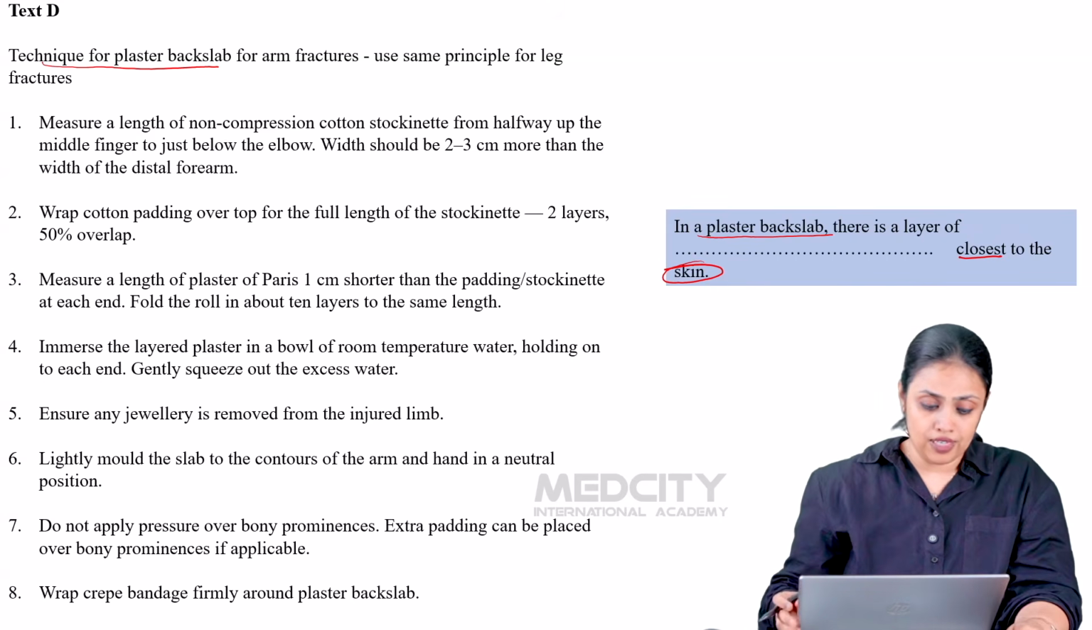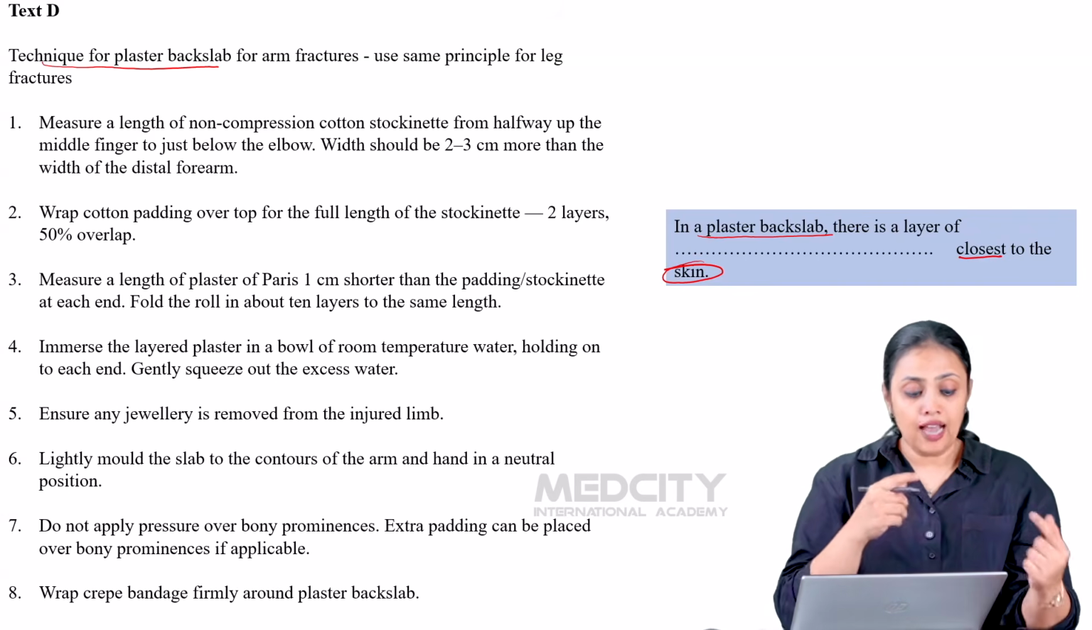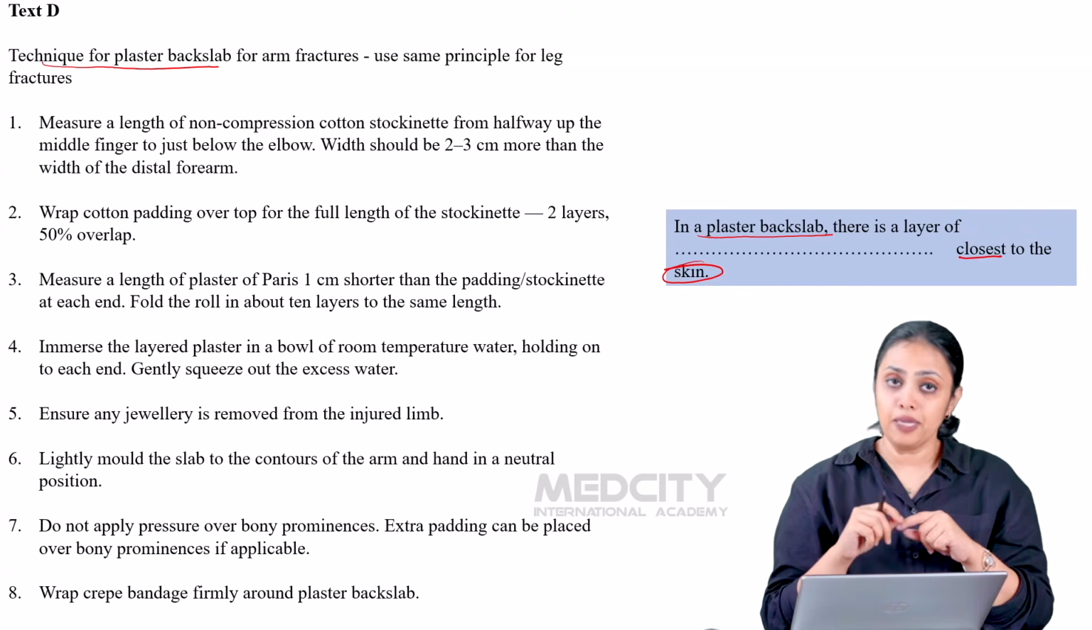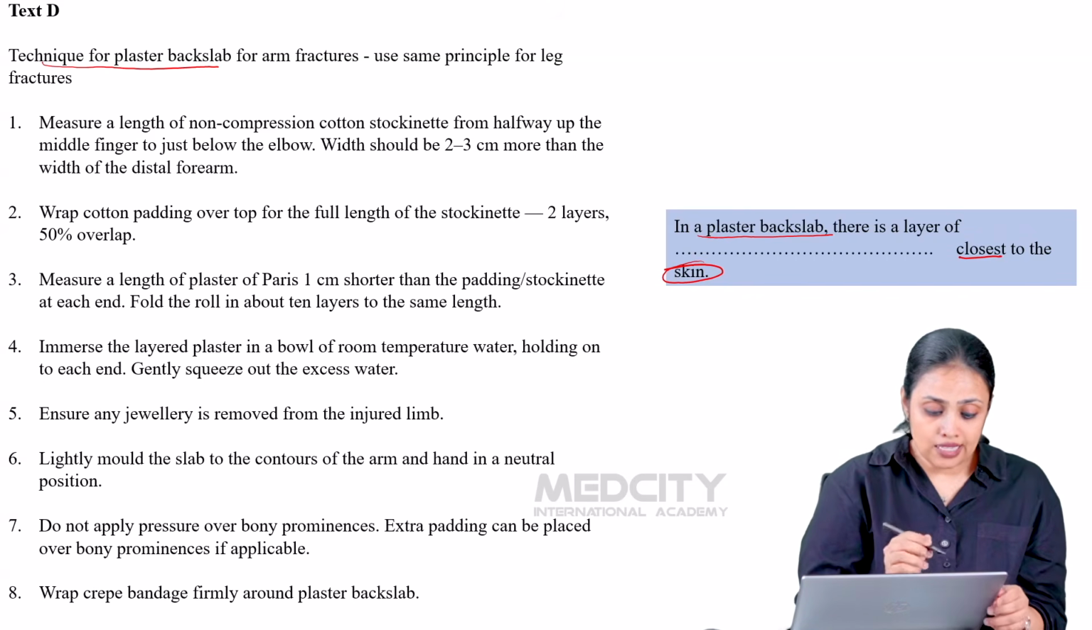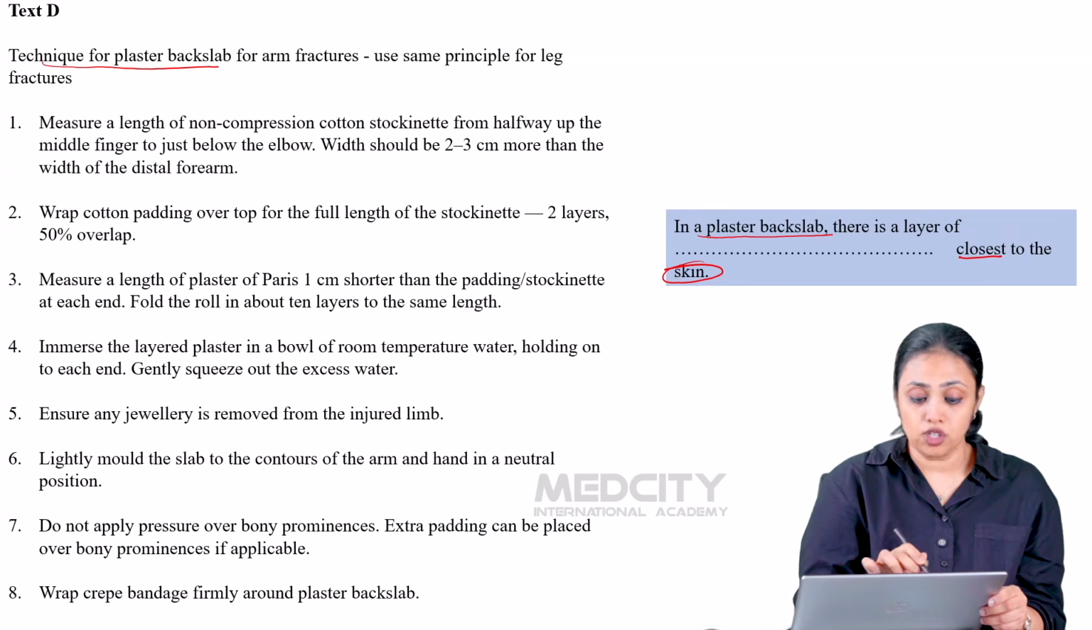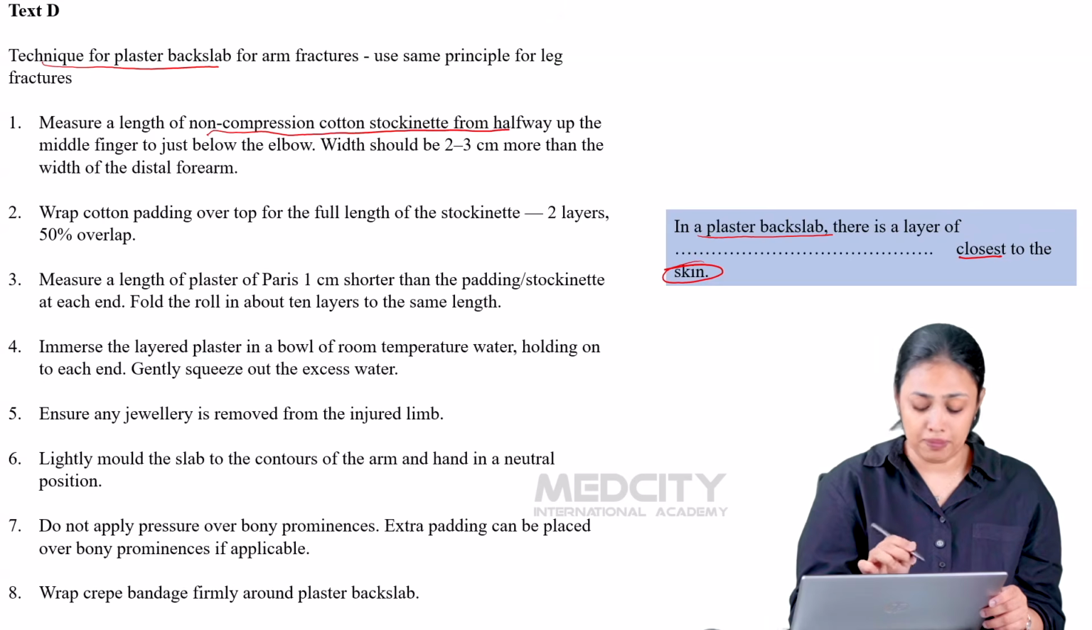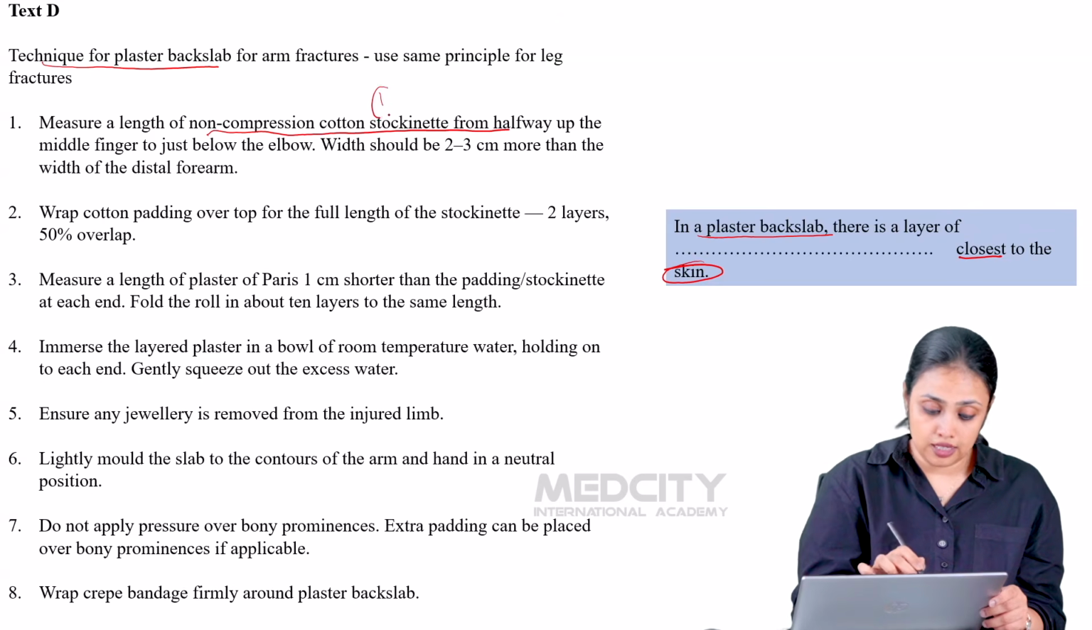If you go through the different steps, you can understand that they have explained the technique for applying backslab, how layer by layer different layers are added on. Now the first layer what they mention is measure a length of non-compression cotton stockinette from halfway up the middle finger to just below the elbow. So the first layer that is applied during plaster backslab is cotton stockinette. This is the first thing.